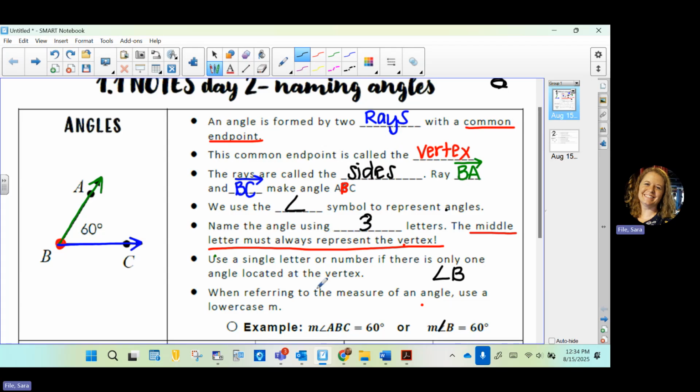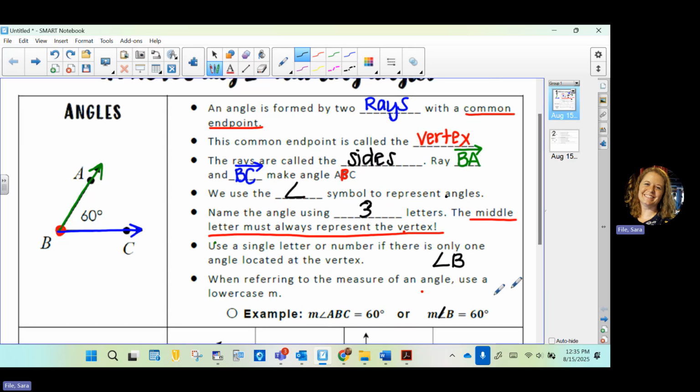When we refer to angle measures, the measure of an angle, we just use a lowercase m instead of writing the word measure out. But when we read it, that little m is read as measure. So this says the measure of angle ABC equals 60 degrees. Or you could write the measure of angle B equals 60 degrees. We feel okay about that? So the m is measure, and then we use the angle symbol and then the letters.